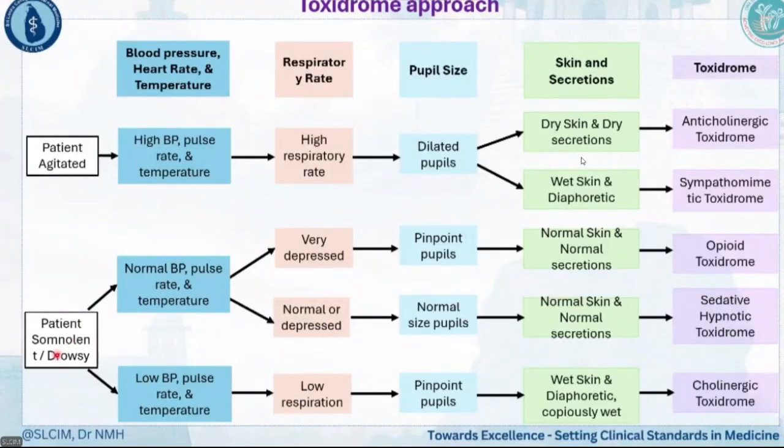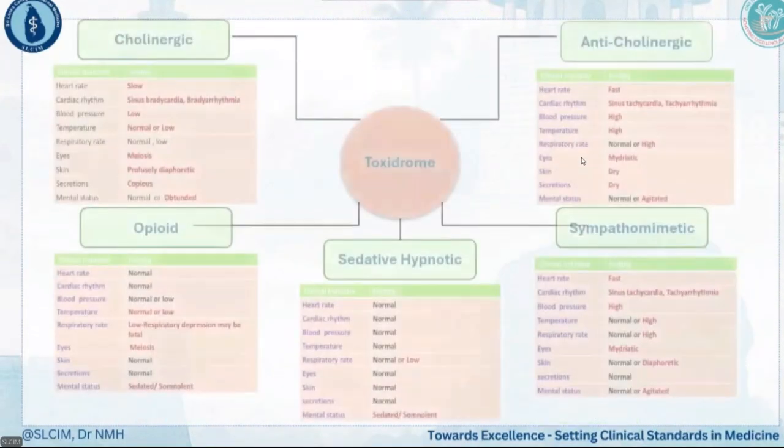And if the patient is somnolent and drowsy, the blood pressure is low, the pulse is also low, there is low temperature due to diaphoresis, and the respiration is also reduced, and the patient has pinpoint pupils with wet skin and diaphoresis, copiously wet secretions, pouring out secretions from everywhere, then it has to be a cholinergic toxidrome. All right, I think you can apply this simple pathway to clinically diagnose what the patient is having.